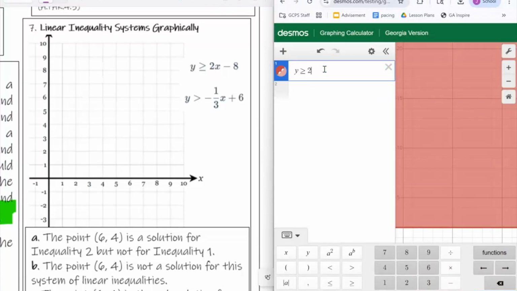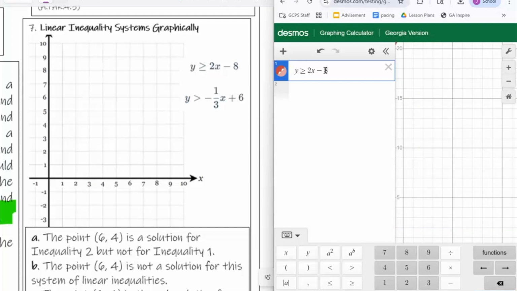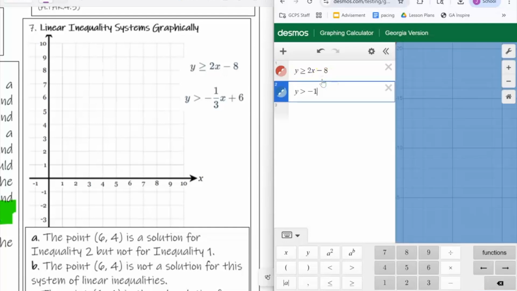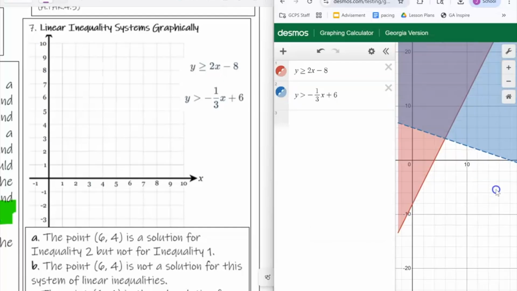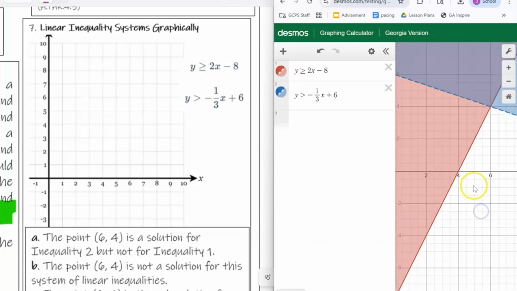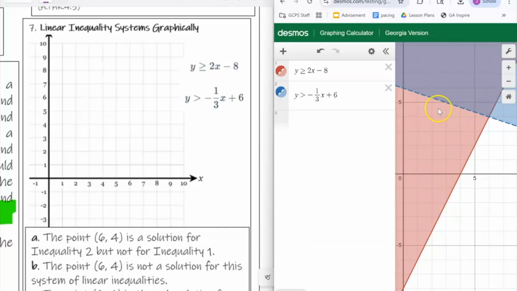Y is greater than or equal to 2x minus 8. And then the second one, y is greater than negative 1 divided by 3x plus 6. Always double check to make sure you typed it in correctly. We're going to transfer it over to our paper. And again, the key fact being that one is solid, one is dotted, and where the overlap is.